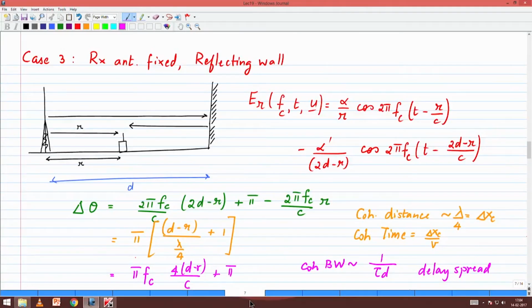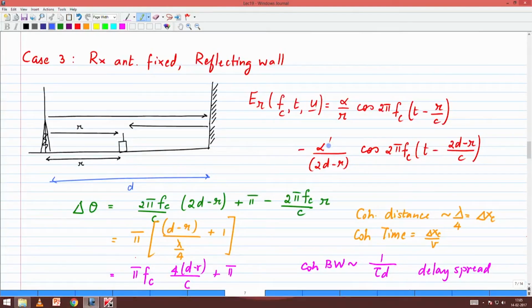Case 3 again is a review, so we won't spend much time. The receive antenna is fixed, the mobile is not moving, but there is a perfectly reflecting wall. So the signal that is received at the mobile is a combination of two. One is the direct path, the other one is the reflected path. The direct path is traveling a distance of r, the reflecting wall is at a distance of d. So if you take the round trip as 2d, then the distance traveled by the second path is 2d minus r. So the second term is what we need to focus on.